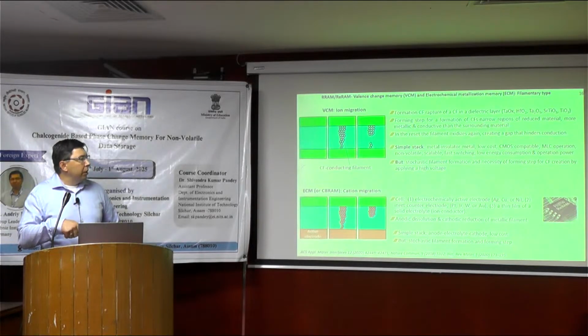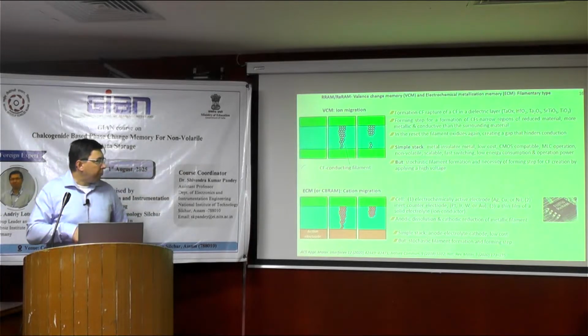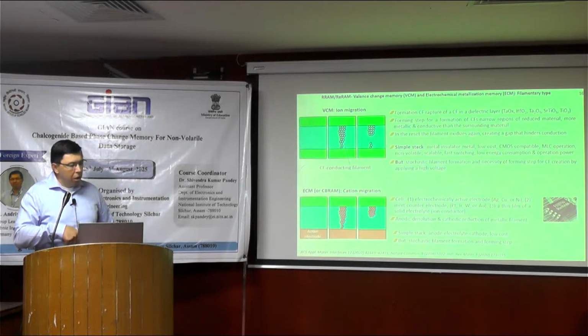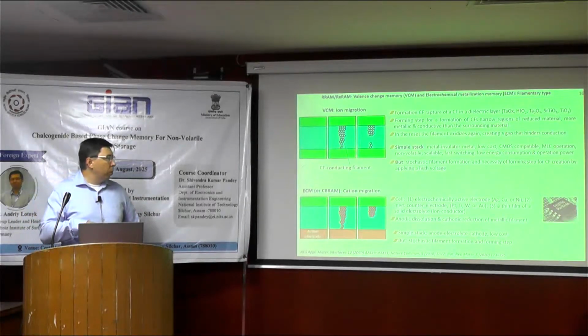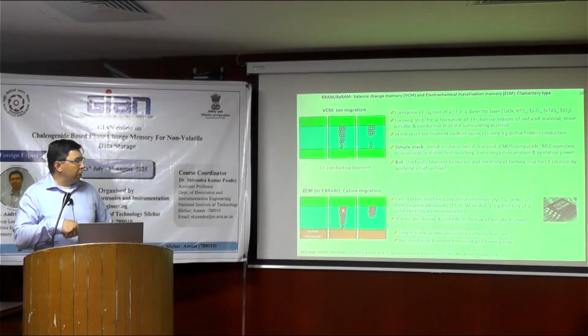In this technology, the active electrodes are electrochemically active electrodes like silver, copper, or nickel. The counterpart electrode can be standard, like platinum, iridium, tungsten, or gold. The thin film is a solid state electrolyte or ion conductor. And the effect is based on anodic dissolution and cathodic reduction of the filament.